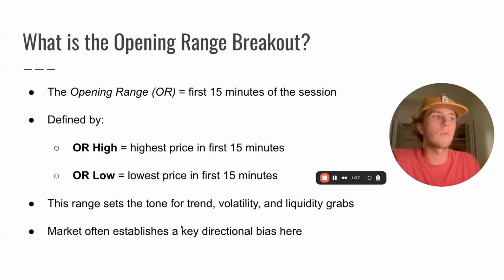This range sets the tone for the trend, volatility and liquidity grabs. Okay, so this kind of sets the tone for how the trading is going to look for the entire day. The market often also establishes a key directional bias here. So if you're seeing price push up super hard in the beginning, right, and it breaks out of your opening range, there's a good chance that that's what the price is going to do for the day. It might come back down, retest, and then shoot up, but this is part of what it does on a daily basis.